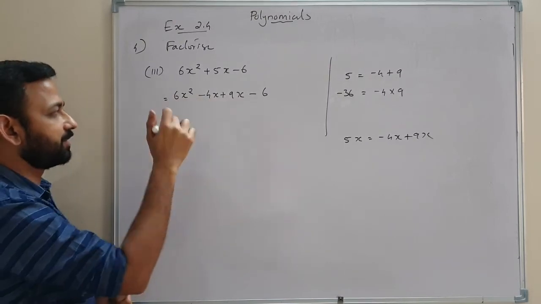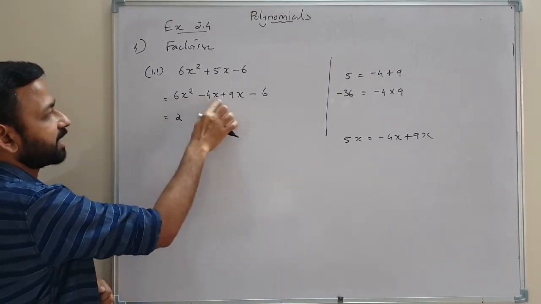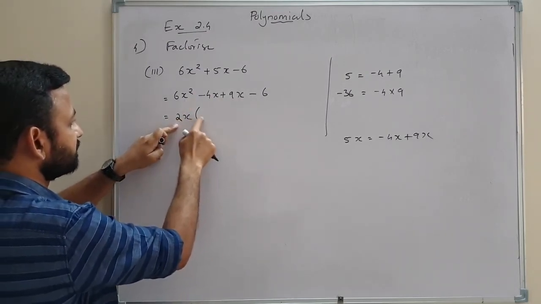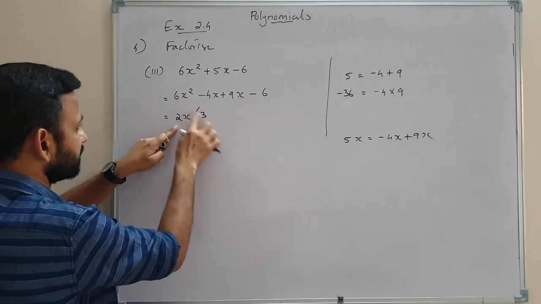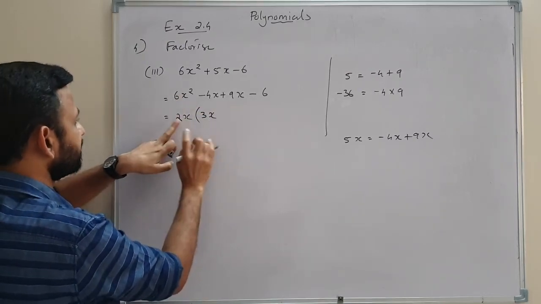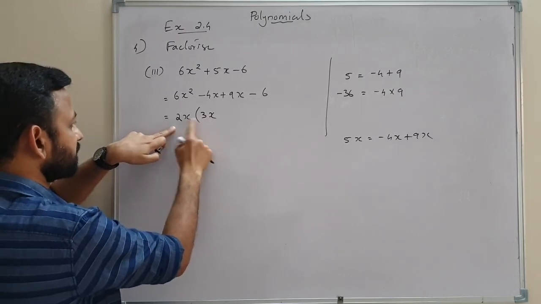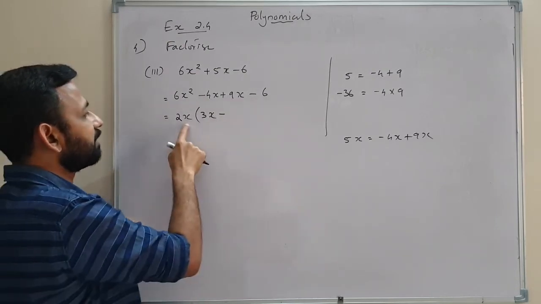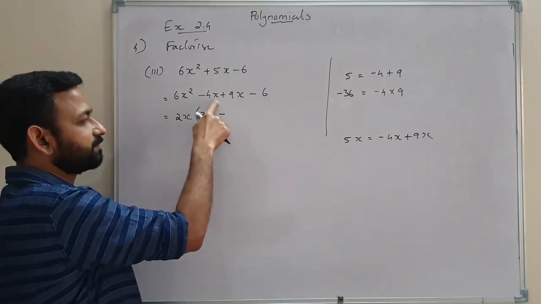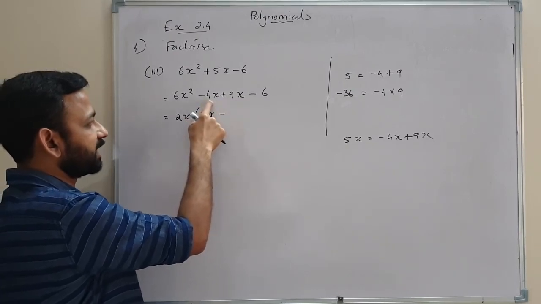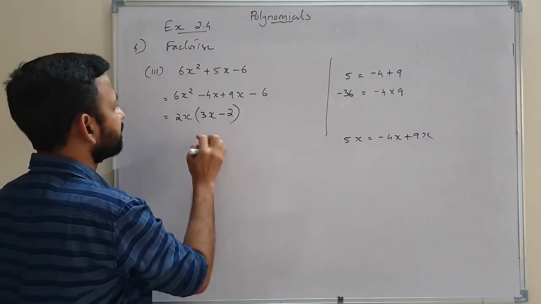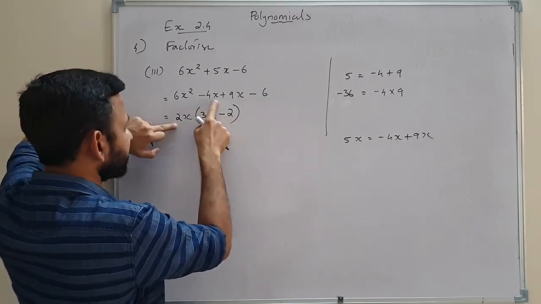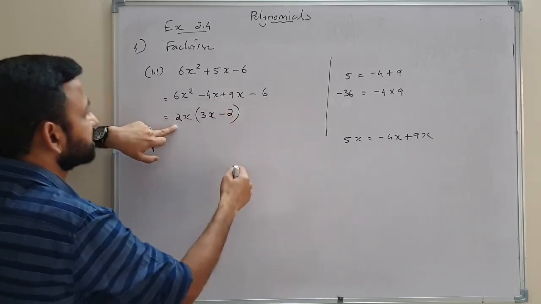6 and 4, we can take a 2 outside. X square and x, we will take x outside. So when we take 2x outside from 6x square, we need to write a 3 here, then 2 into 3, 6. Just to verify, 2x into 3x, 2 into 3, 6x square, correct. Then minus. We have taken 2x outside from minus 4x, so we need to write a minus 2 here, because 2x into minus 2 is minus 4x.